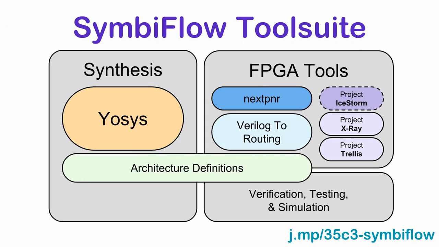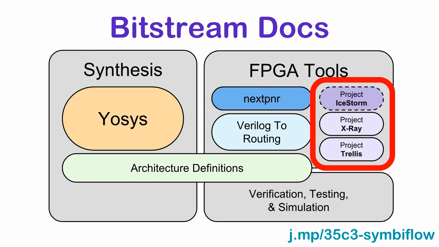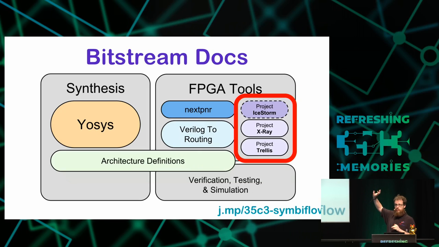Going into more detail, the first thing you need to create this toolchain is the documentation for the bitstream that goes on the FPGA. Sadly, the FPGA vendors don't provide this documentation for some interesting reasons, most of which don't make a lot of sense. And so this is where Project IceStorm, Project X-Ray, and Project Trellis fit in. They're trying to create documentation that anybody can use to create new tools. We consider them part of the SymbiFlow project, but other people can take the documentation and target these FPGAs without having to ask us.